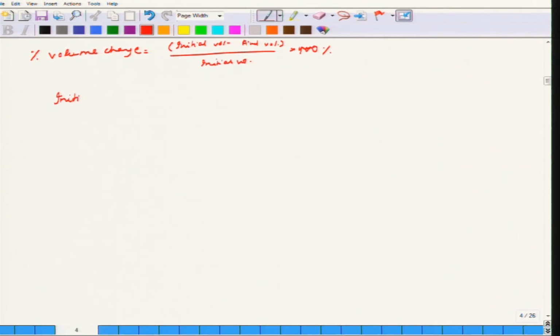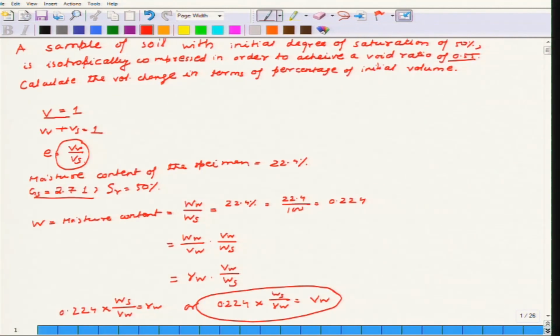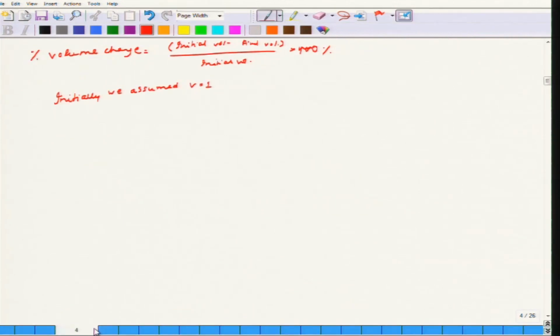Now initially we assumed V equal to 1, where V is the total volume of the soil. So initially we assumed that the total volume of the soil is equivalent to 1. Now what is the final volume? The final volume can also be easily calculated, because we know the volume of voids now. The volume of voids is 0.2484, and the volume of solids, which has not been compressed and is considered incompressible, is 0.4517.